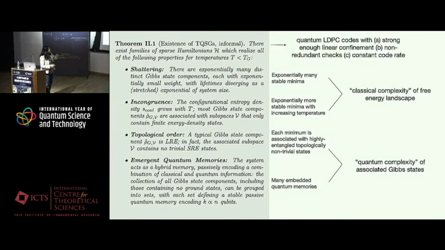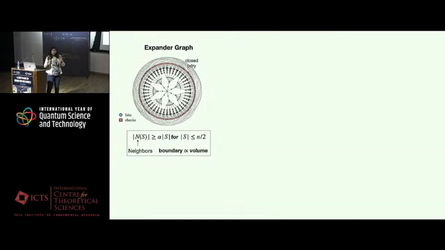Okay, and for the experts, the types of models that these are quantum LDPC codes with strong enough linear confinement, non-redundant checks, and constant code rate. Okay, but let me give a more qualitative picture for what these models look like.